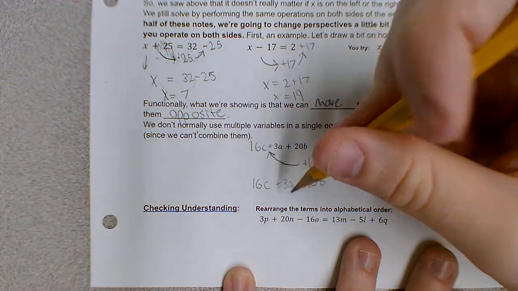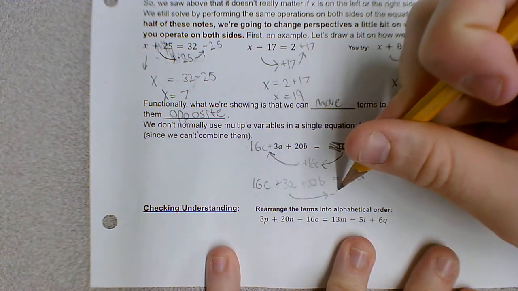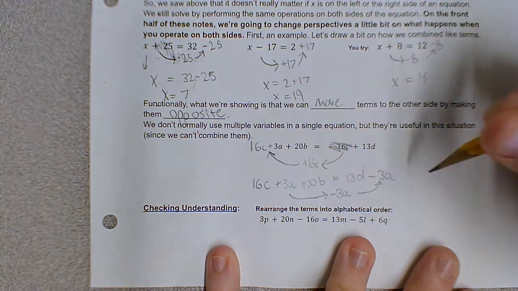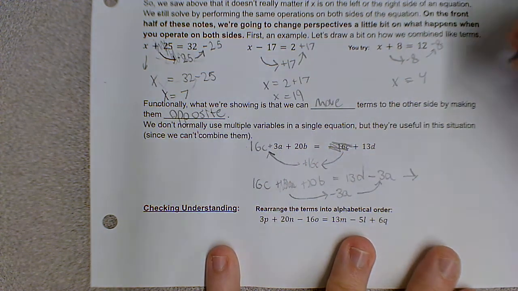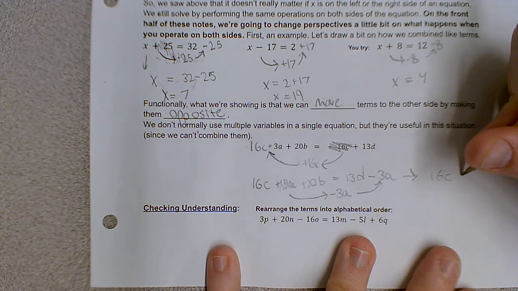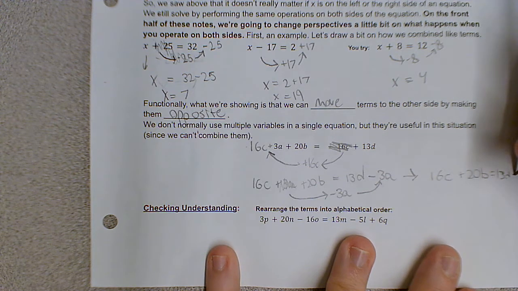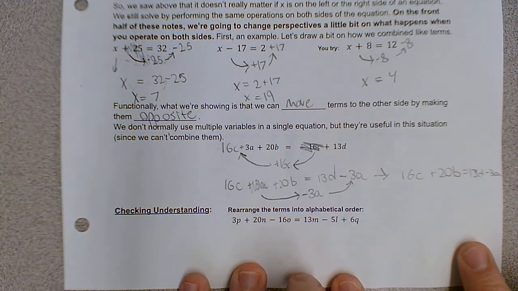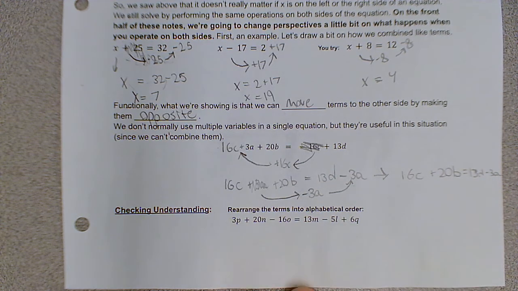Now I'm going to move my 3a to the right. I bring it towards the equal sign, make it negative, and I move it over next to my 13d. That means I can rewrite this as, first I have to cancel out my 3a here. I have 16c plus 20b equals 13d minus 3a. The letters don't really matter in this case. The only reason I put those there is so we cannot combine them. I can't combine my c, my b, my d, or my a, so I'm left to be able to see what happens to these terms every time they move.